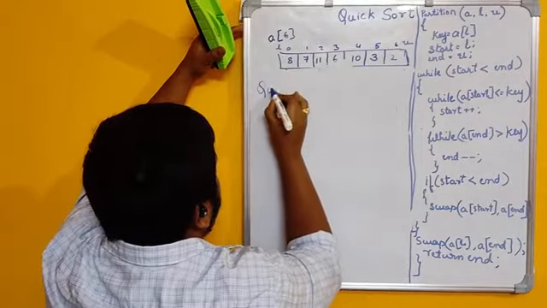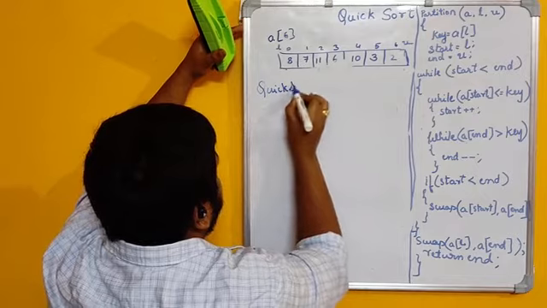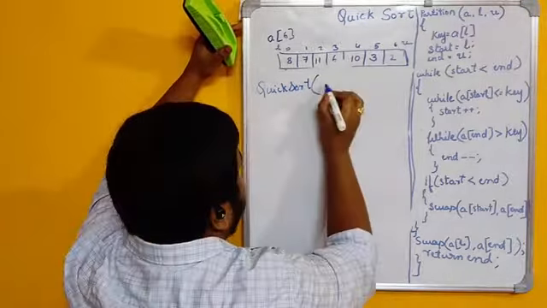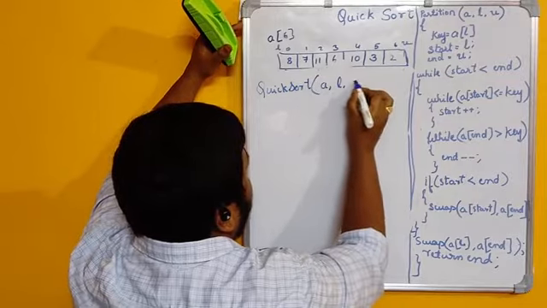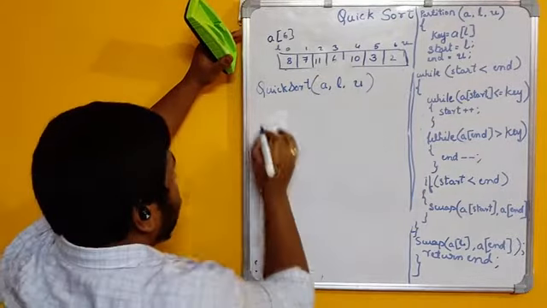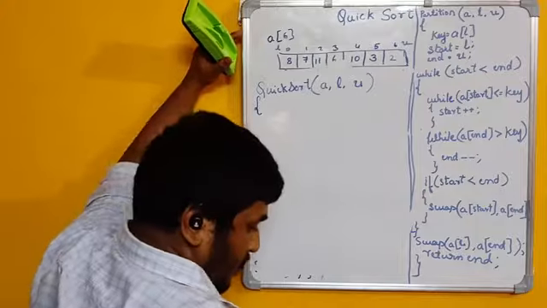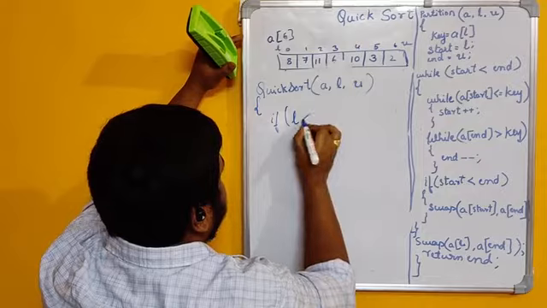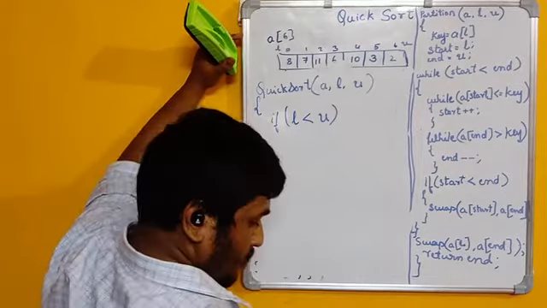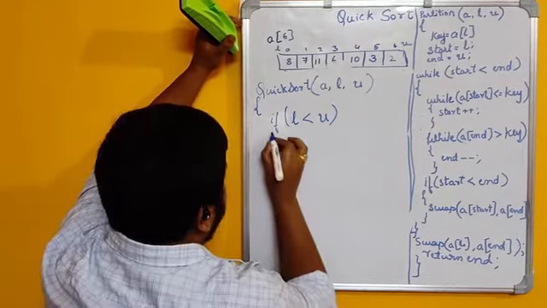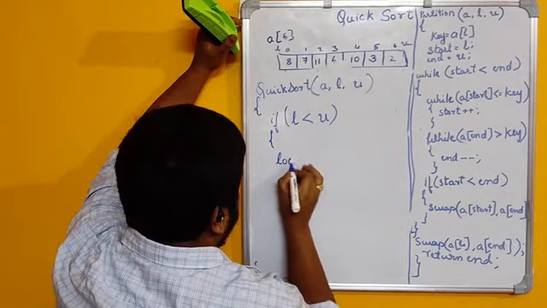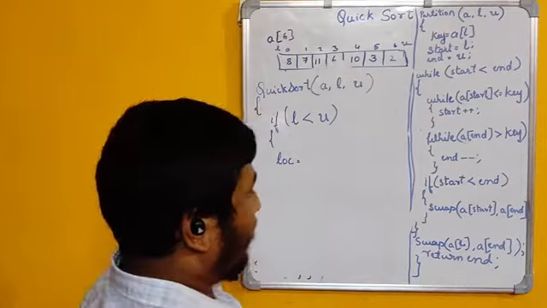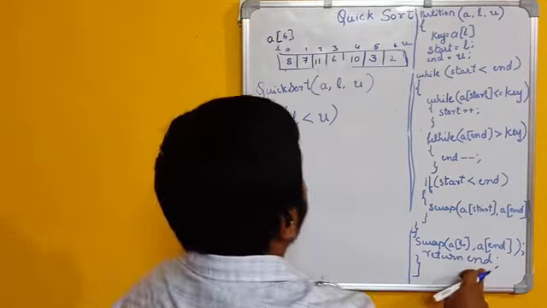This is the function for quick sort. In quick sort, we will pass one array, lower bound, and upper bound. In this function, first we will check if L is less than U. Then location. In this function we will return end. So what is return end?